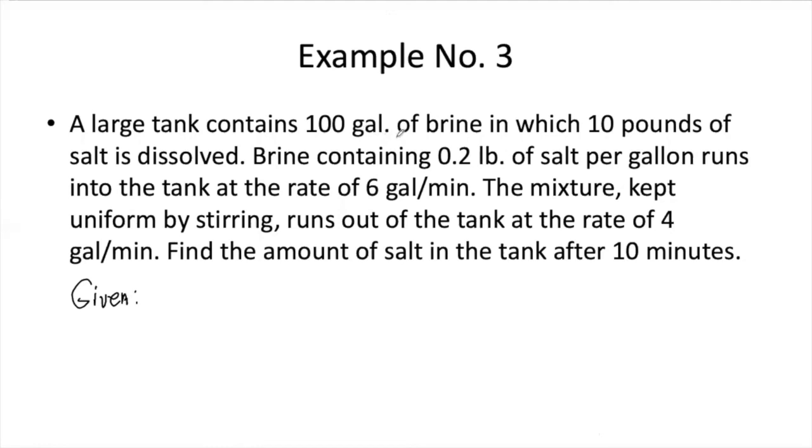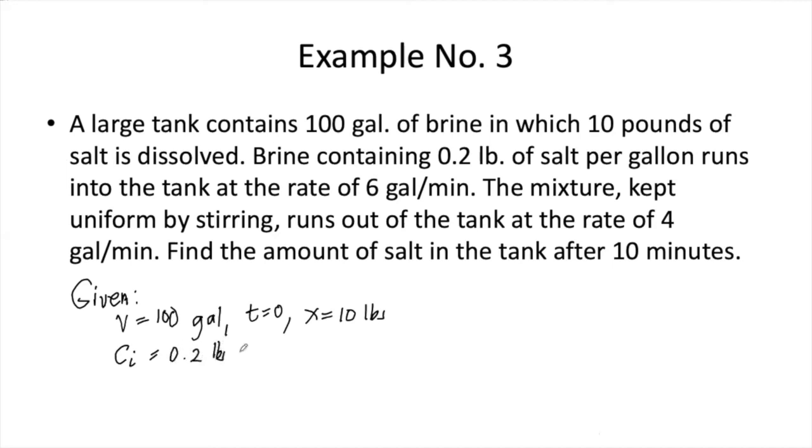Okay, 100 gallons of brine. So that is the volume. Volume is equal to 100 gallons, because that is what is in the tank. 10 pounds of salt is dissolved. Brine means it is also a salt solution. So initially, at time equal to 0, you already have 10 pounds of salt dissolved. And the concentration in is equal to 0.2 pounds per gallon.